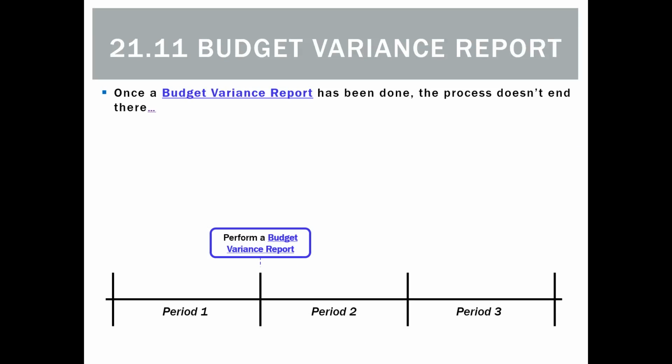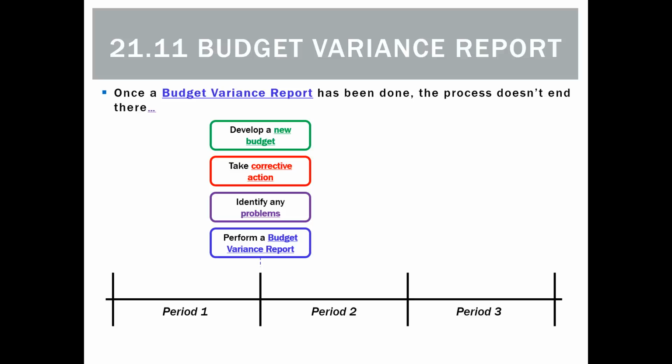And the most important thing with a budget variance report is that the process doesn't end once we've done it. What we want to do, once we've done the variance report, is identify any problems. So what were the main issues that we had, take any action to fix them, and then develop a new budget. And then we've got a second budget for period 2.